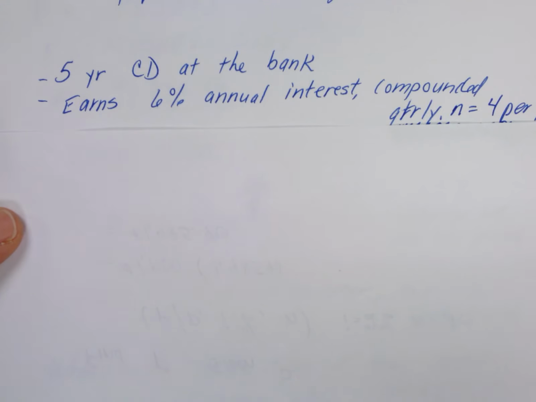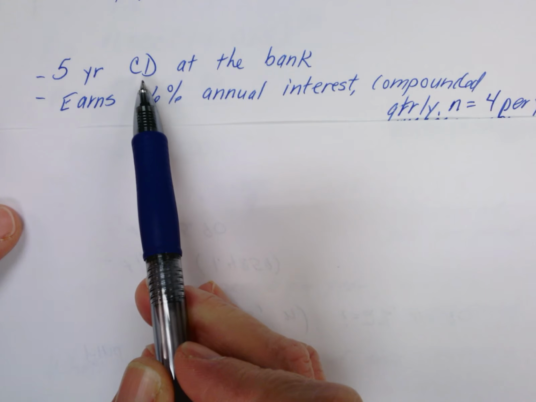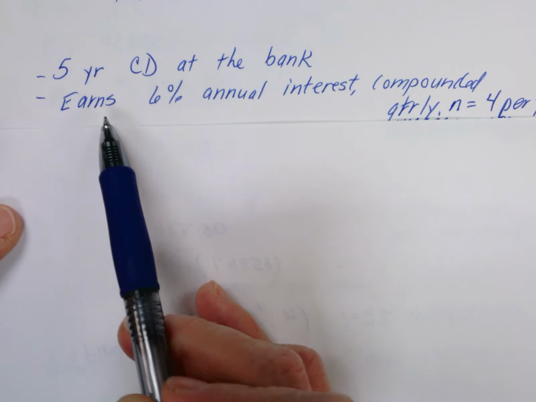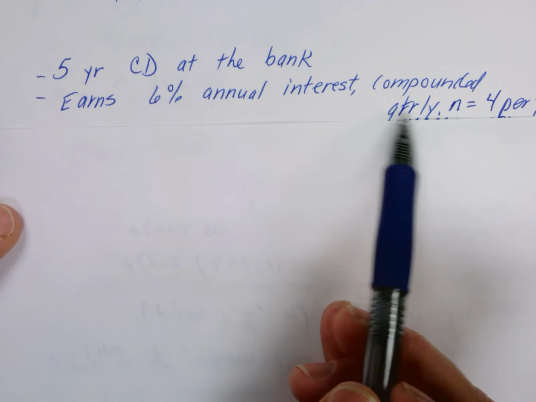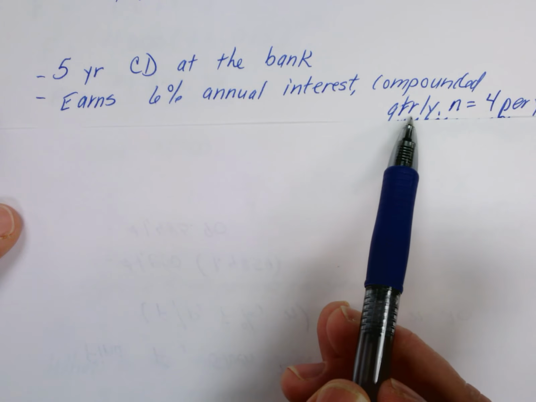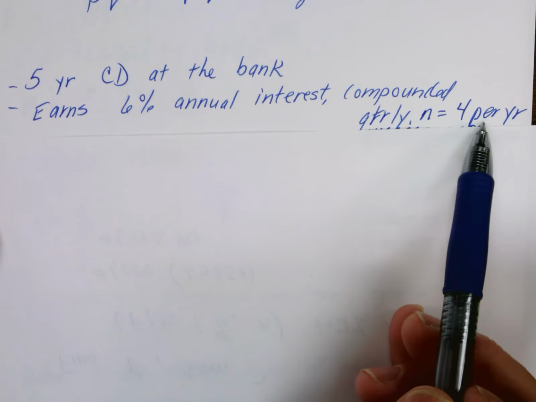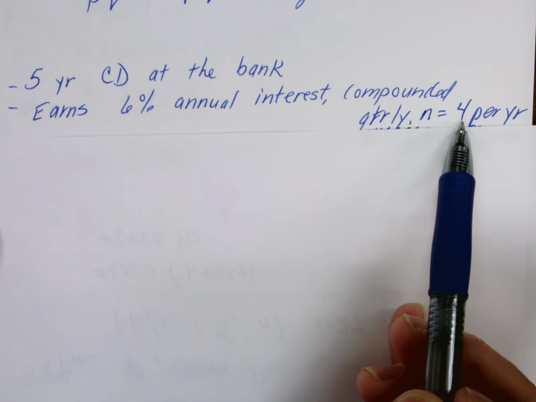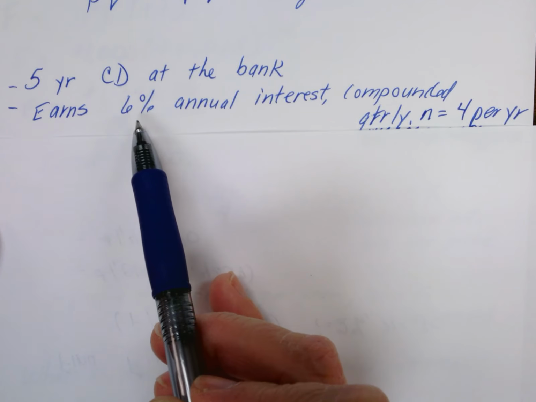Say we have an opportunity to invest money at the bank to purchase a CD, certificate of deposit, for a term of 5 years. The bank tells us that this investment will earn an annual interest rate of 6%, and it will be compounded quarterly. That means every 3 months or 4 times per year. So N is 4 times per year. There are 4 interest periods per year. The investment will earn 6% per year.